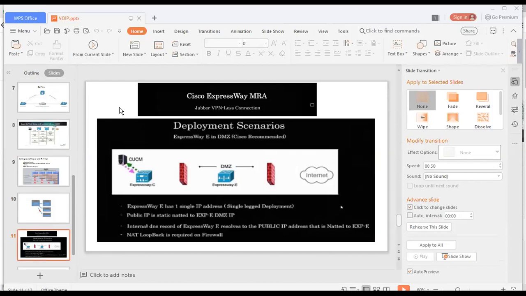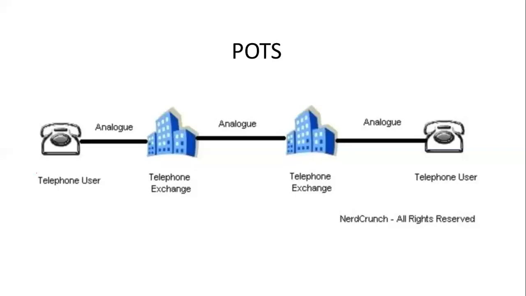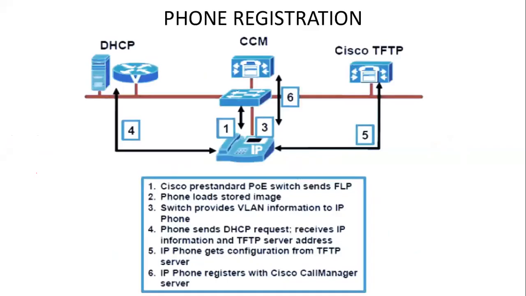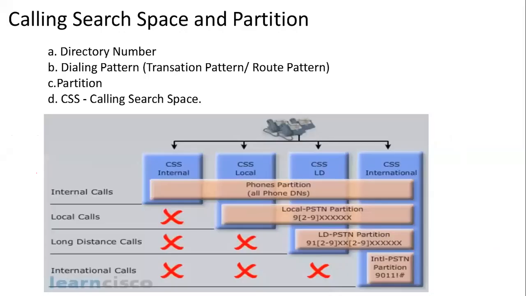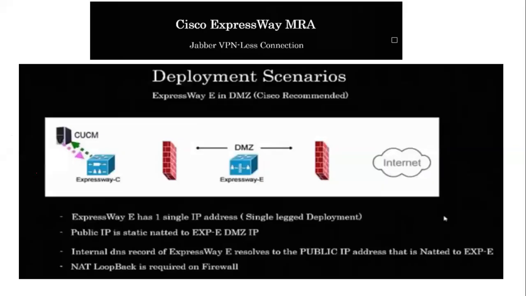Yeah, this one. So if we are connected using VPN, that means we are on the same network of the company, and additional things do not need to be provided. It basically works in the same way as when you are within your company. When you are connected using VPN, you get the IP address of your network, and the calls are established and devices are registered based on that. But nowadays, people are using MRA, a Jabber VPN-less connection. And to deploy this scenario, we need Expressways to set up this particular environment.